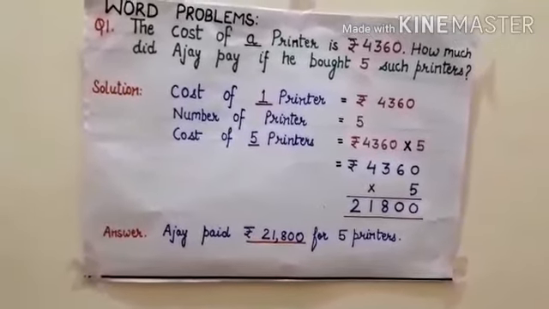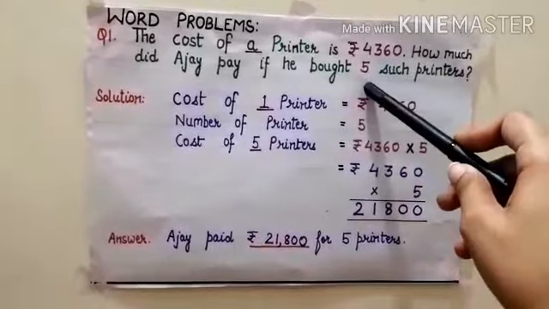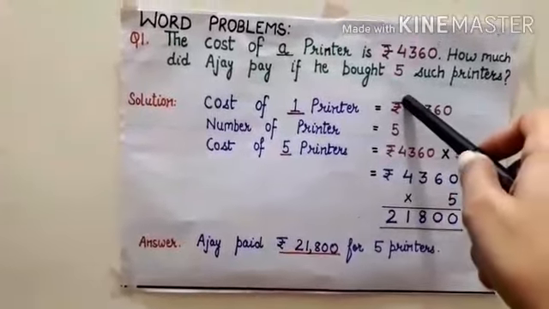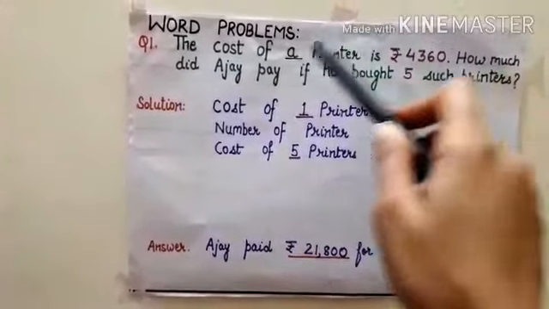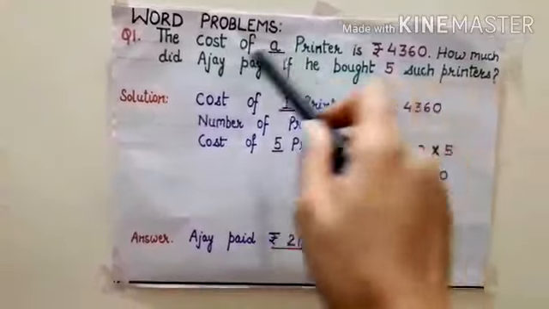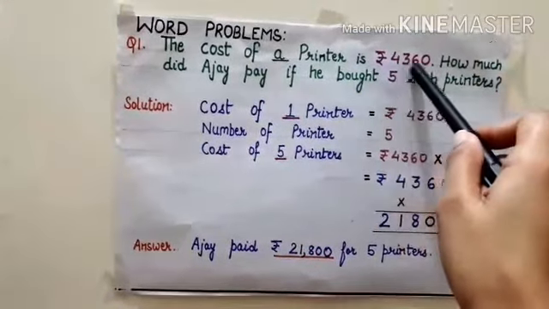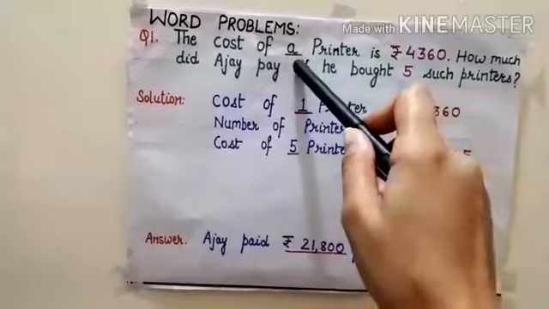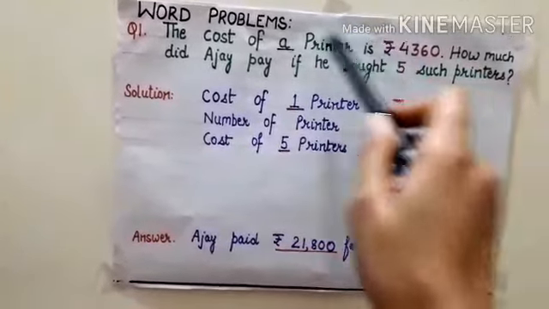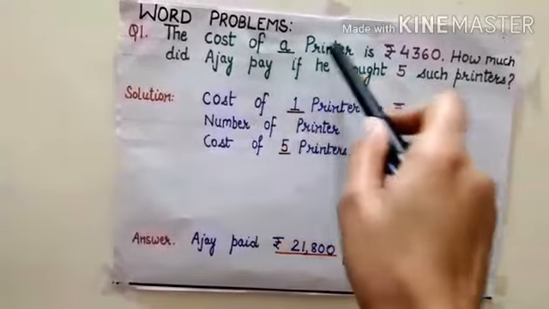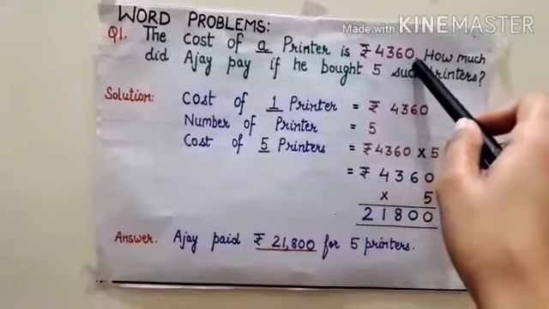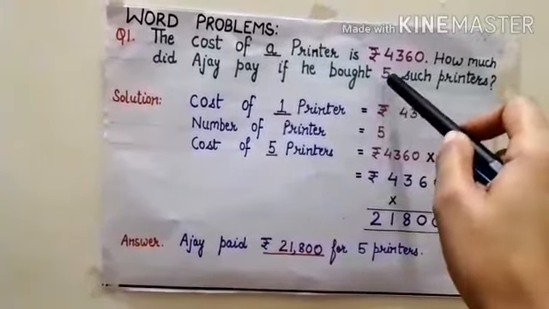After reading the question, just figure out the values which are given in the question and find out why these values are used in the question. For that, just read the words which are written near the values. Cost of a printer is rupees 4360. Student, here a means 1. So it is clearly seen that this value is the cost of one printer. So cost of one printer is rupees 4360.